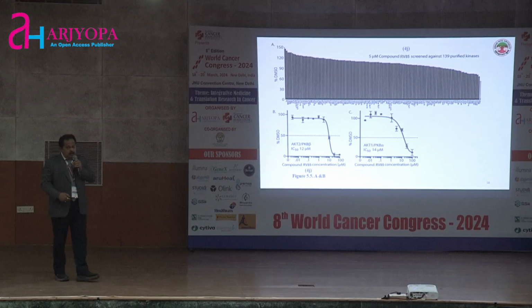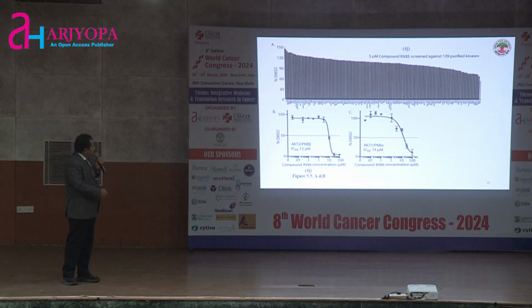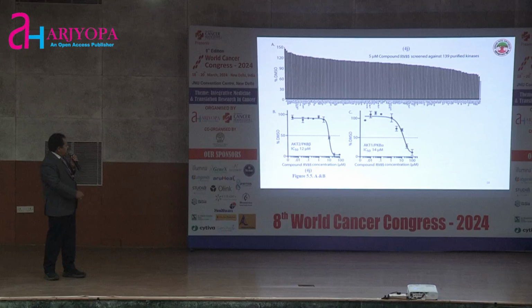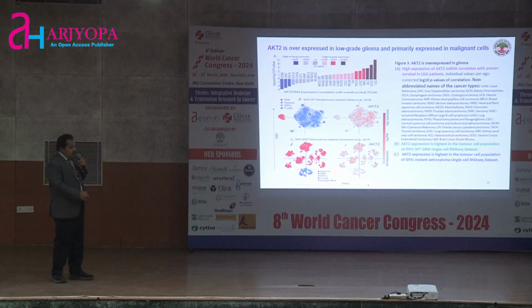Here, one of our molecules, the 5 micromolar compound 4J, was screened against a 139 purified kinase panel, and we found the IC50 value with AKT2 as well as PKB beta to be 12 micromolar. In this case we also identified the AKT1 target with an IC50 value of 14 micromolar. Later on, AKT2 is overexpressed in low-grade glioma, and its primary expression in malignant cell line studies was also identified.